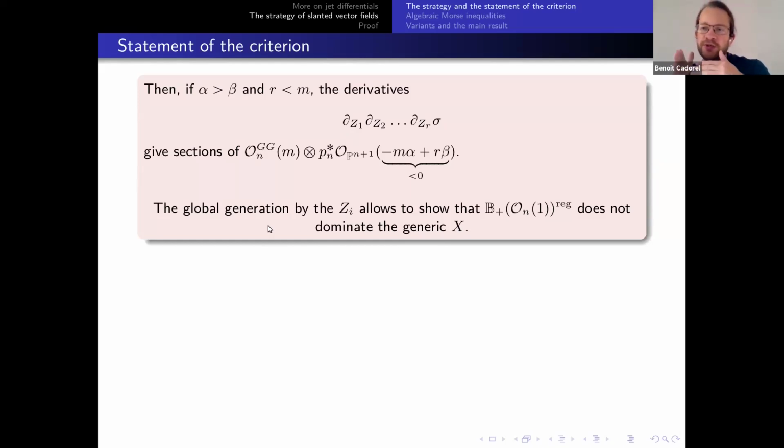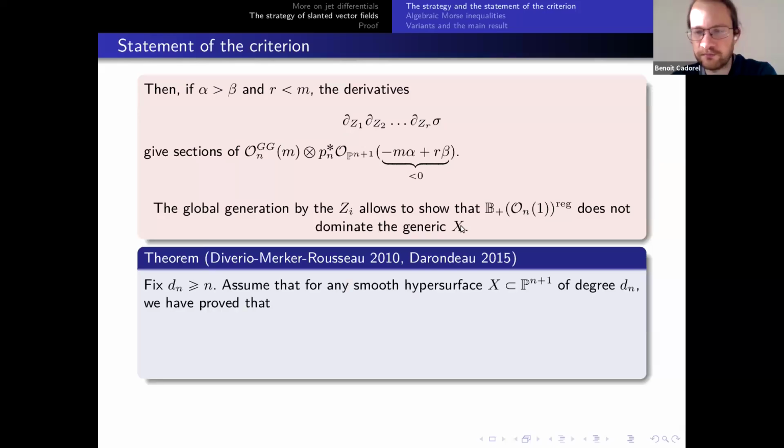So it's an idea of differentiating your holomorphic differential equations in directions inside the universal family to show that generically, if you are able to prove global generation by these vector fields here, you manage to prove that this does not dominate the generic X, and so you obtain the following criterion. So you can put the strategy together and end up with the following criterion.